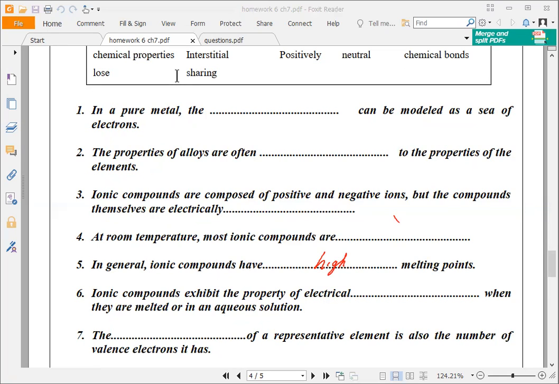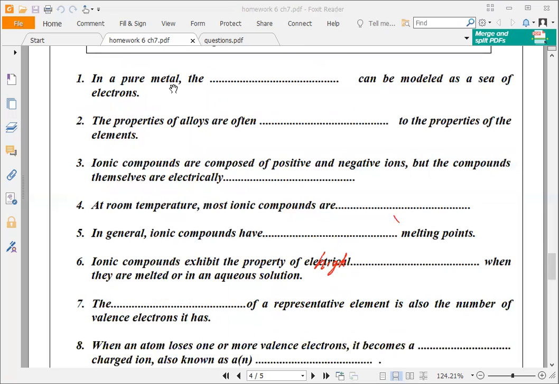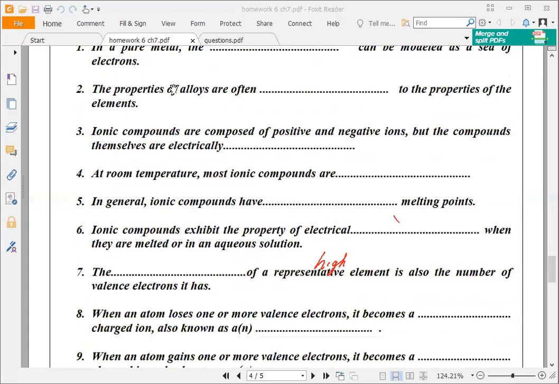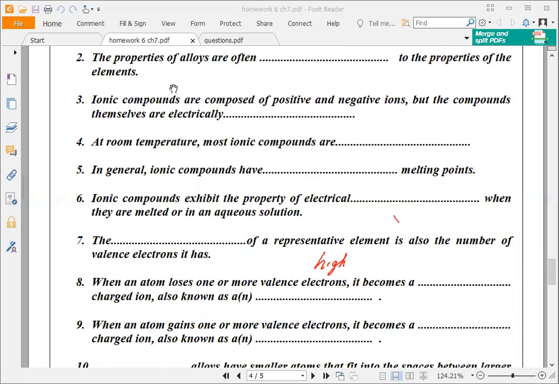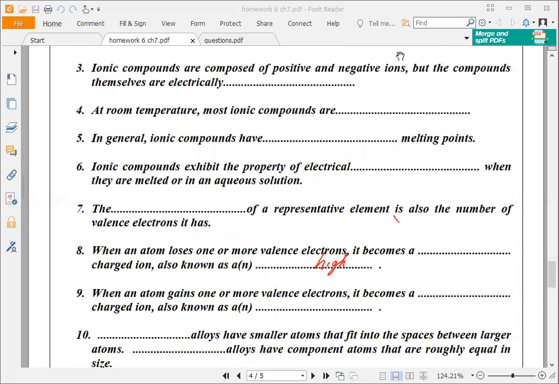Number 7. The group number of a representative element is also the number of valence electrons it has. Okay, continue. Number 8. When an atom loses one or more valence electrons, it becomes a positively charged ion, also known as a cation.